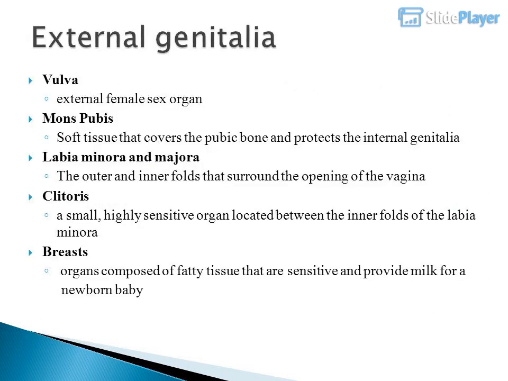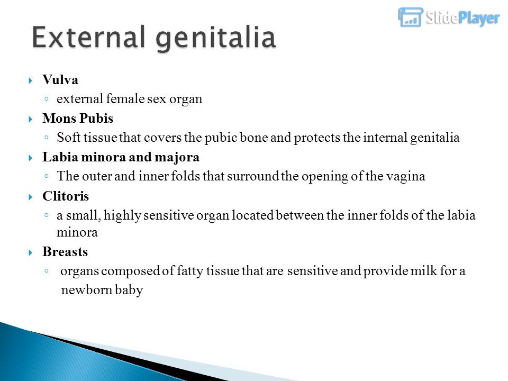External genitalia, vulva. External female sex organ. Mons pubis: soft tissue that covers the pubic bone and protects the internal genitalia. Labia minora and majora: the outer and inner folds that surround the opening of the vagina.